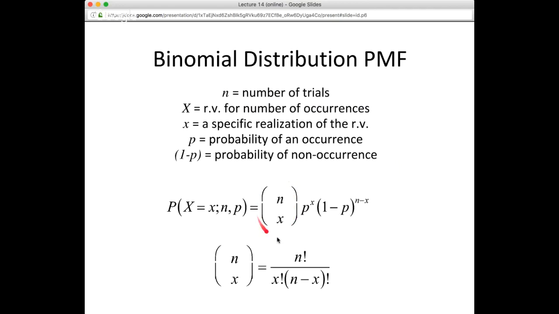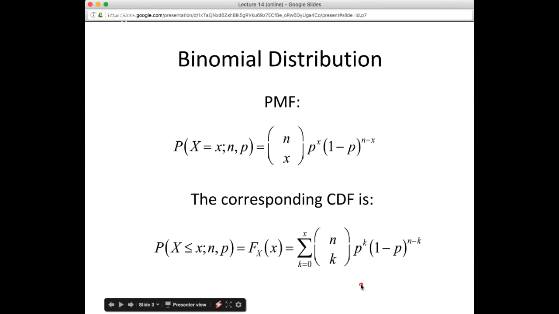This binomial coefficient, remember where it comes from? It's just telling us the number of different combinations of sequences in which you can have x occurrences in n trials. And that binomial coefficient is given here as n factorial divided by x factorial times n minus x factorial. Okay, so we've been over all of that and gone through a number of problems. So again, this is the probability mass function for the binomial distribution.